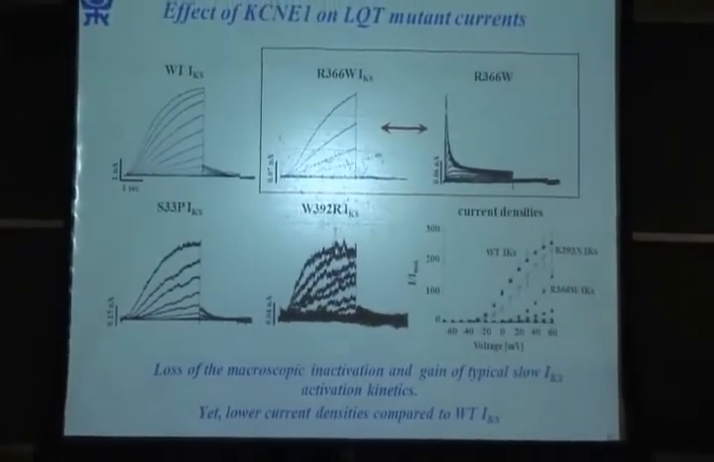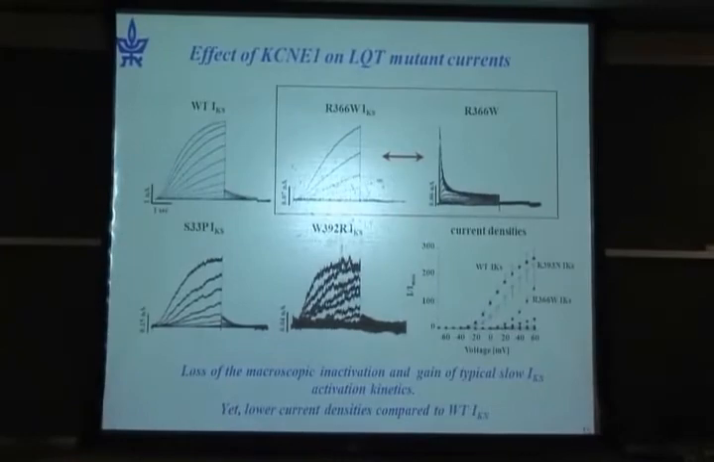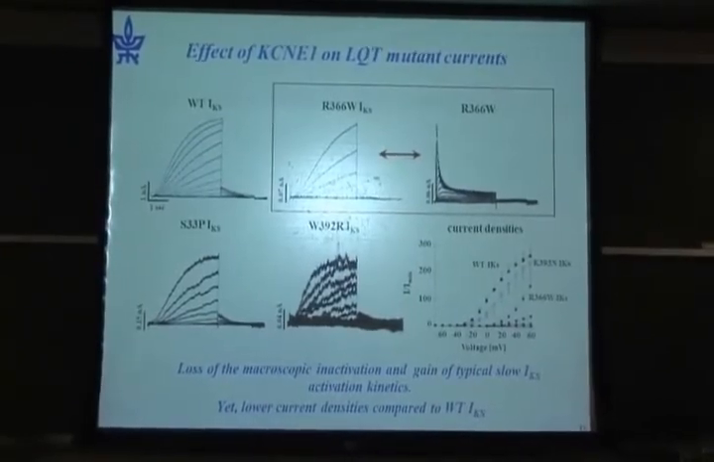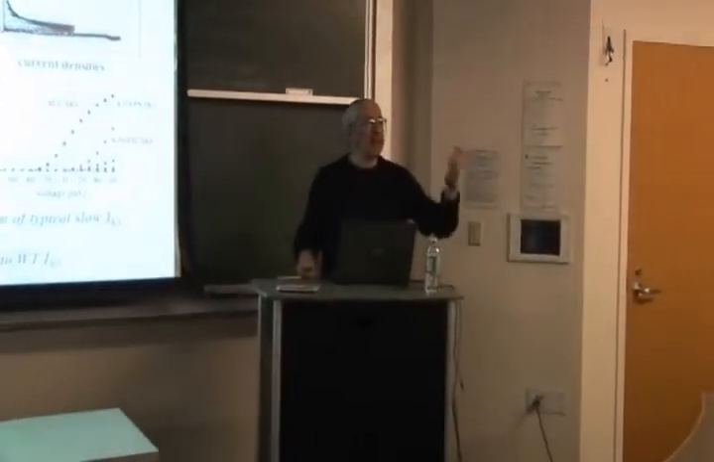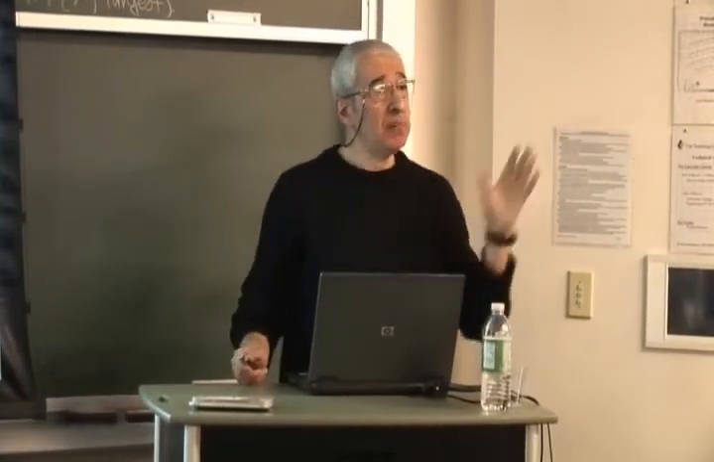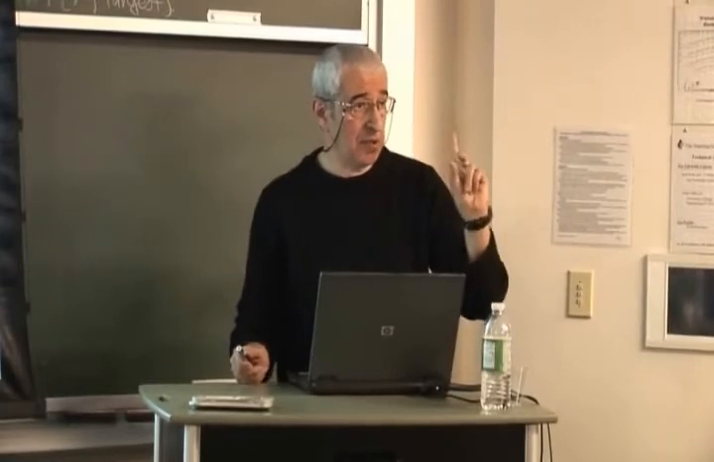So I have a question about the inactivation of your mutations. Does casein-1 prevent all those mutations from inactivation? No, not all. We have one mutation at the same position, arginine 366, P instead of W, which is also a long QT mutation. You cannot rescue the macroscopic inactivation, even in the presence of casein-1. So not all, but most of the mutations in this region can be rescued in terms of the kinetics, not in terms of current density.